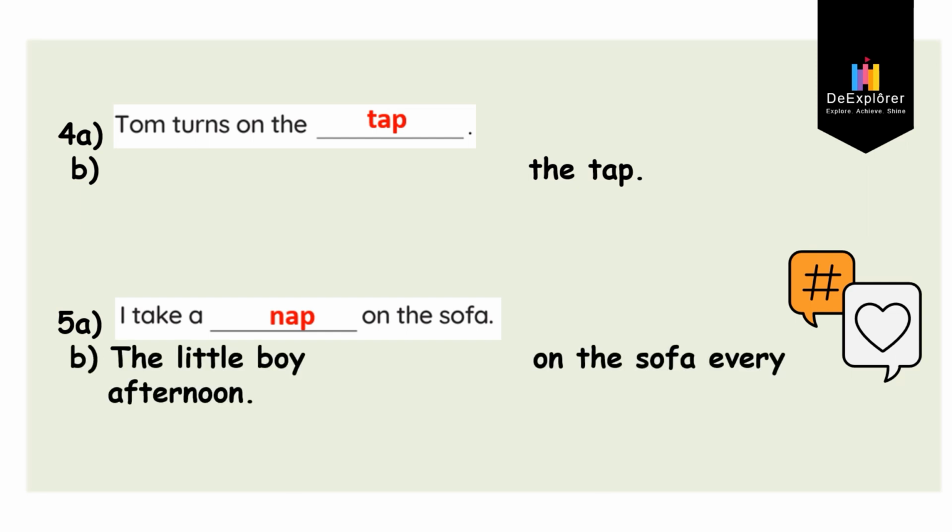So now the B sentence. I want you to use the word the little boy. 那个小男孩每天下午 every afternoon, 每天下午在那个沙发小睡, okay, take a nap 小睡. So I have given you the words the little boy, so take a nap or takes a nap on the sofa every afternoon. So please write the correct answer. Take a nap or takes a nap. That is for your number 5.